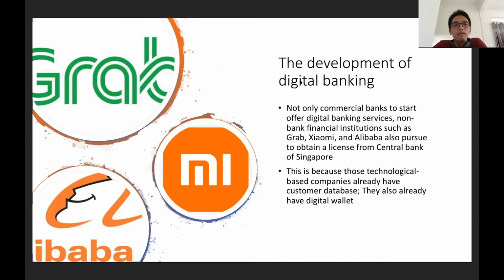Those three are not commercial banks. They are only technological based companies. We see Grab is like a big company in Asia, but actually they don't have any car, they don't have any motorcycle. Most of the others are also technological based companies. But now, because digital banking promises huge profitability in the future, as people predict, it's not only commercial banks that start offering digital banking services. Grab, Xiaomi, Alibaba, and in Indonesia also Gojek are thinking of offering digital banking. Several months ago, Grab, Xiaomi, and Alibaba also pursued a license from the Central Bank of Singapore.